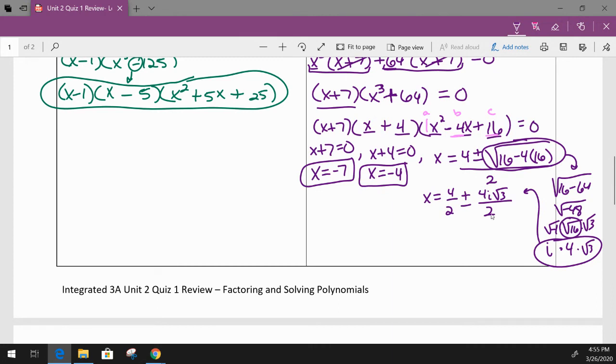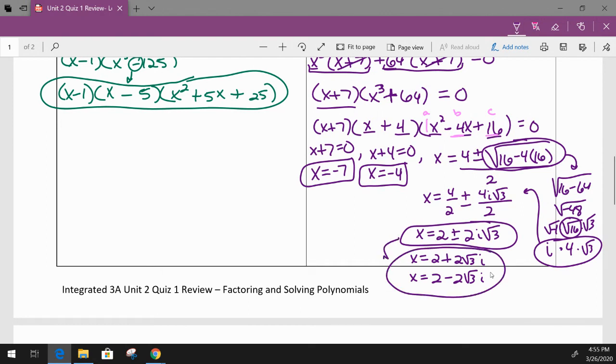Then you want to reduce each term individually. So the 4 over 2 becomes 2. And then this 4 over 2 is also 2i square root of 3. Now keep in mind this does represent 2 solutions. And if you wanted to, you could write them separately as 2 plus 2, and this time I'm going to put the i at the end just for fun. So 2 plus 2 square root of 3 i, and x also equals 2 minus 2 square root of 3 i. So that's another way of writing it. So these are the same answer.